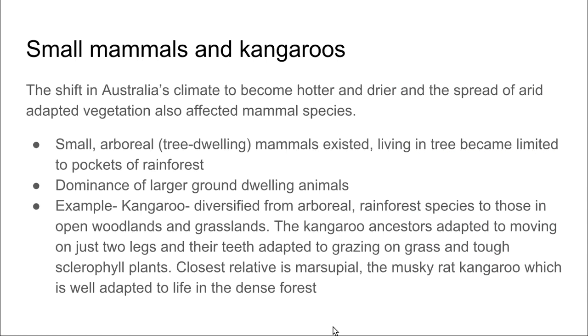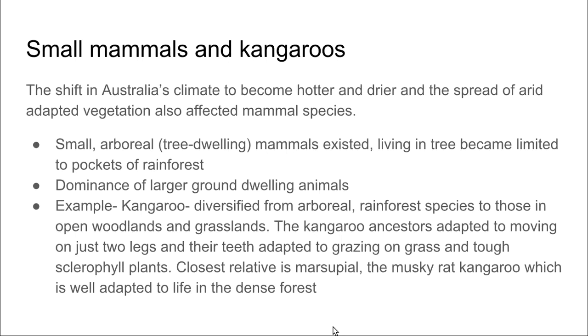When we focus on small mammals and kangaroos, we see how their spread may have changed due to the climate becoming hotter and drier. This has some connection to the plant species, but also some of the organisms that did in fact live in the trees in the rainforest could no longer live in those trees because the pockets of rainforest diminished. So these refer to our small arboreal mammals, and arboreal is the word we use for tree dwelling. And with changes in these pockets of rainforest, we saw the larger ground-dwelling animals dominate.